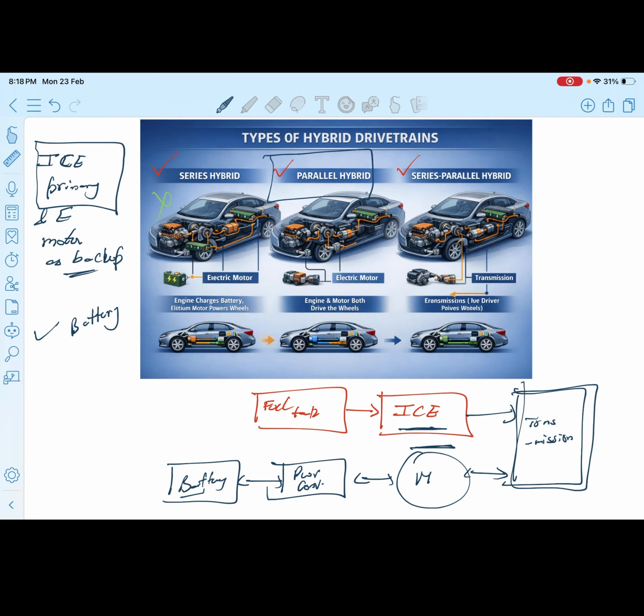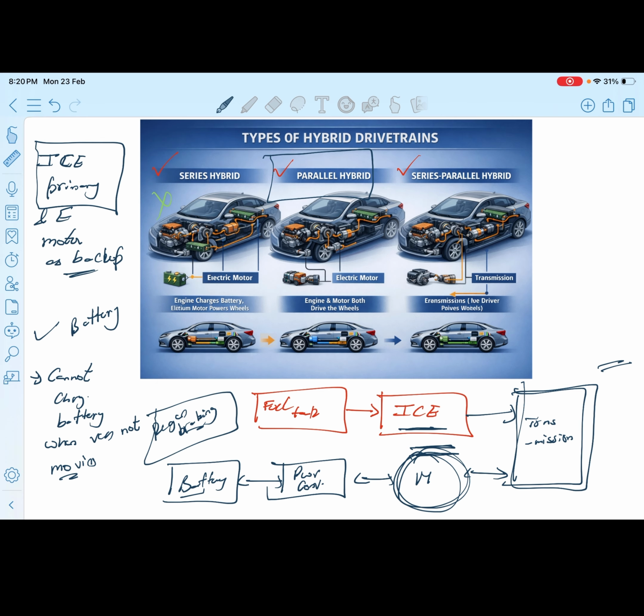And here, how do you charge the battery? You charge the battery through regenerative braking. When you press the brake, the generator pushes the energy into the battery. Another important thing to note is that in a parallel hybrid, you cannot charge the battery when the vehicle is not moving, because there's a fixed mechanical link between your motor and your wheels. So charging is only through regenerative braking, that is, when you're pressing your brake pedal, or maybe when you're cruising also. If your vehicle is at standstill, there's no way you can charge the battery.